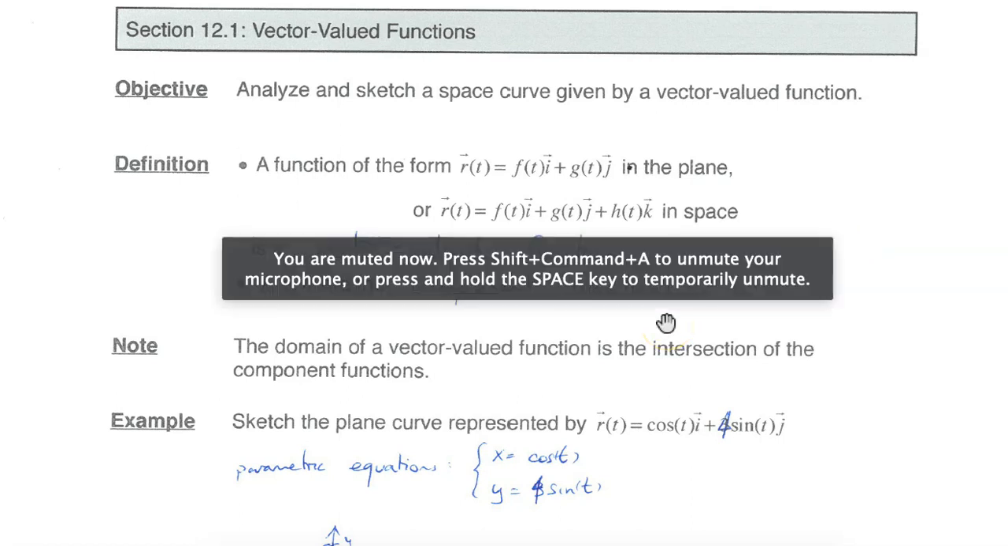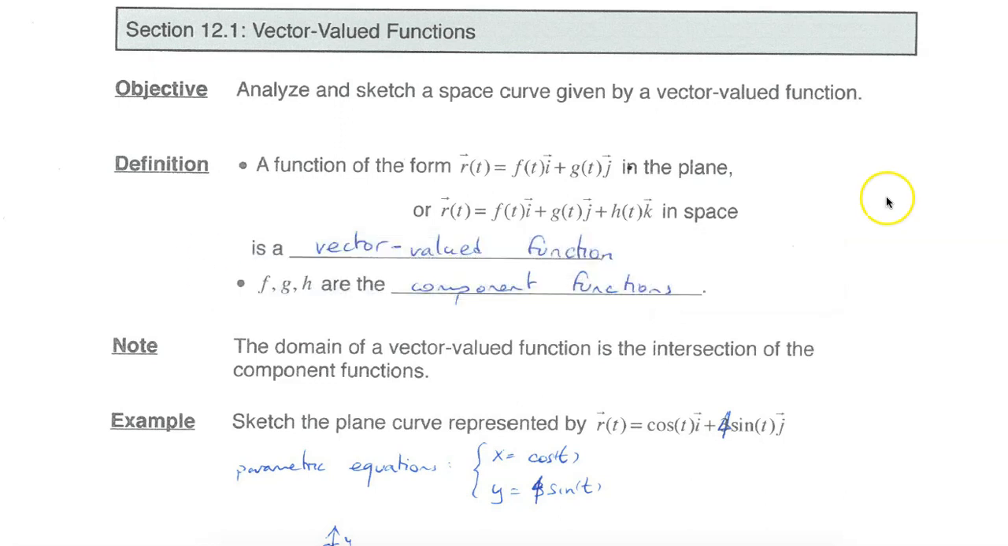Section 12.1 Vector-valued functions. In this section, we are going to see how we can describe curves in space. So this is different from what we did in Chapter 11. In Chapter 11, apart from lines, we studied surfaces. So when we want to describe a curve, which is a one-dimensional object, we are going to use vector-valued functions.